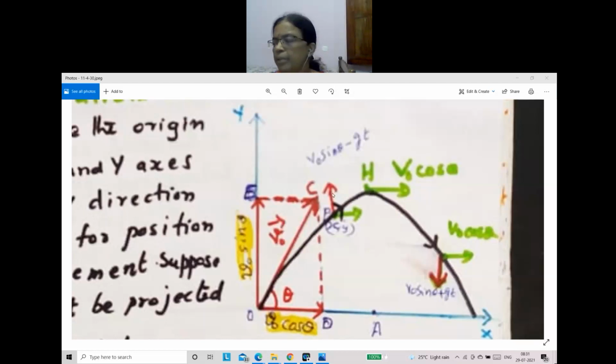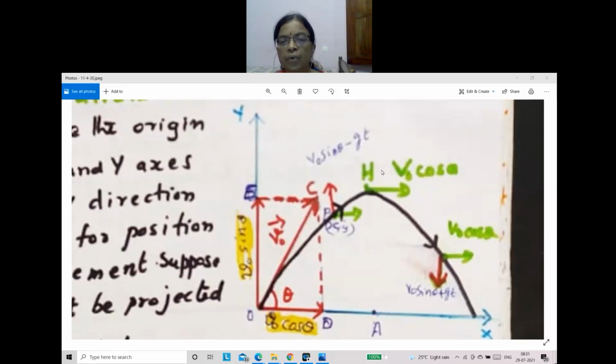Why, Parvati? What is the vertical component of velocity at the topmost point? Vertical component of velocity V0 sin theta decreases and it reaches the topmost point. It becomes? 0. But it will have a horizontal component of velocity.